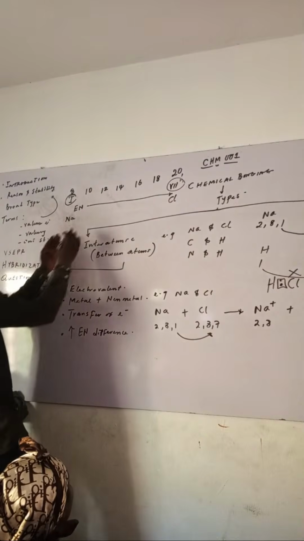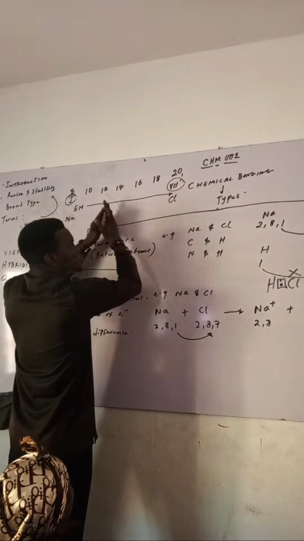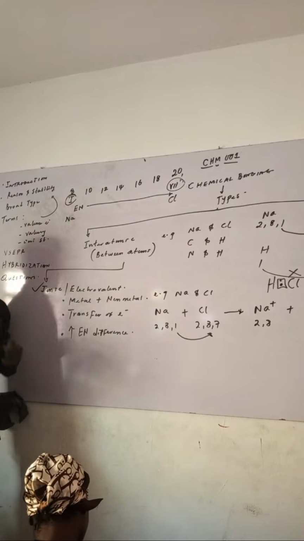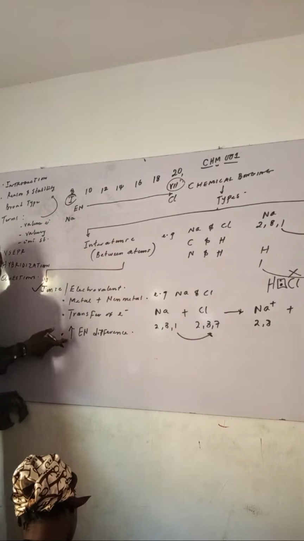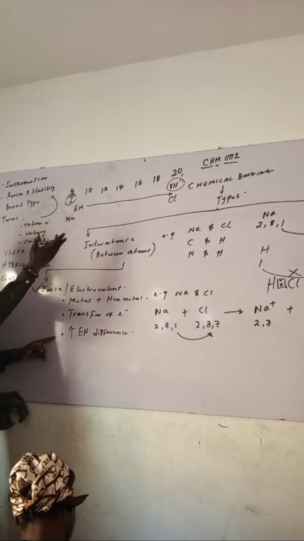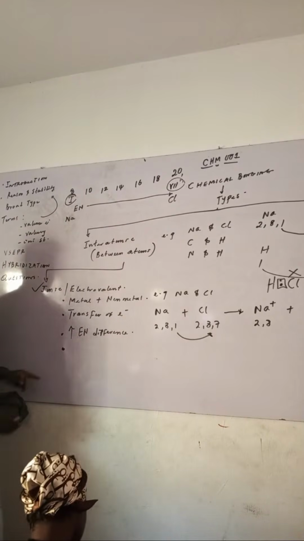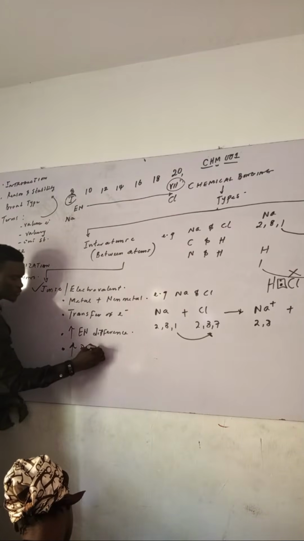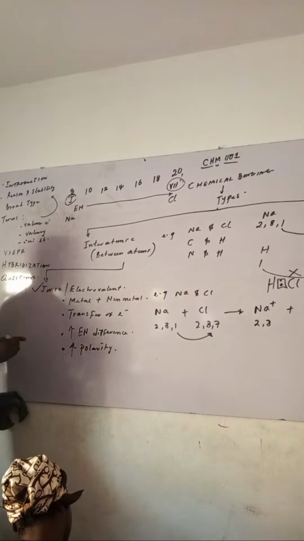So anytime you notice that the electronegativity difference is wide, then that means it is what? Ionic. I hope you are following. You can only understand this concept if you understand periodicity. The next thing is that there will be high polarity. High polarity. All these are conditions.